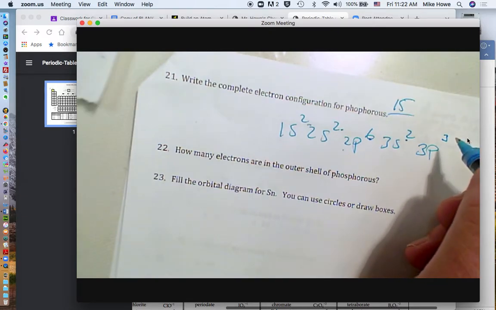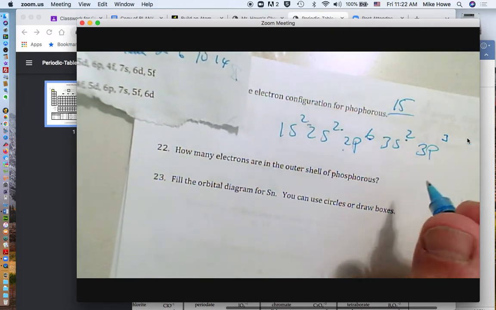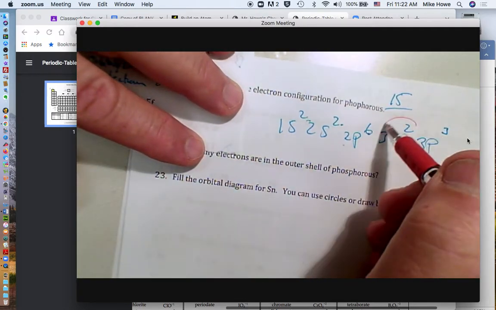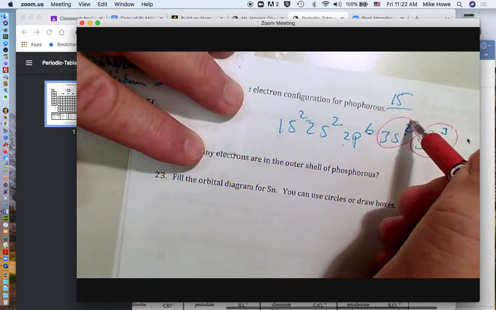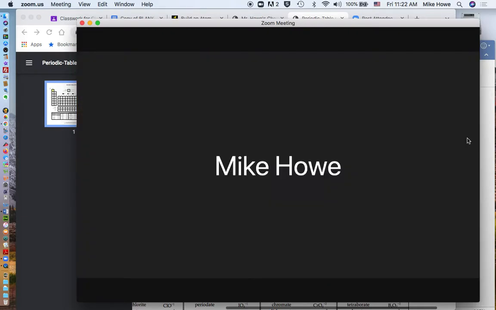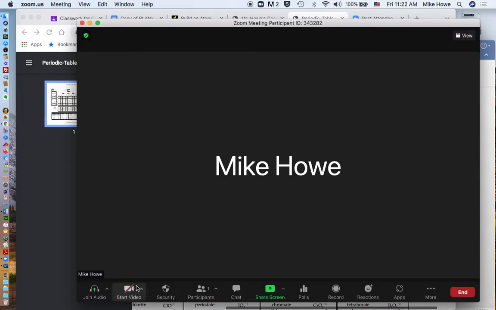Okay? So how many electrons in the outer shell of phosphorus? The outer shell is the highest coefficient. So the number of electrons, 2 here, 3 there, 5. So you can do it that way. Oh, shoot. I don't know why my camera went off.